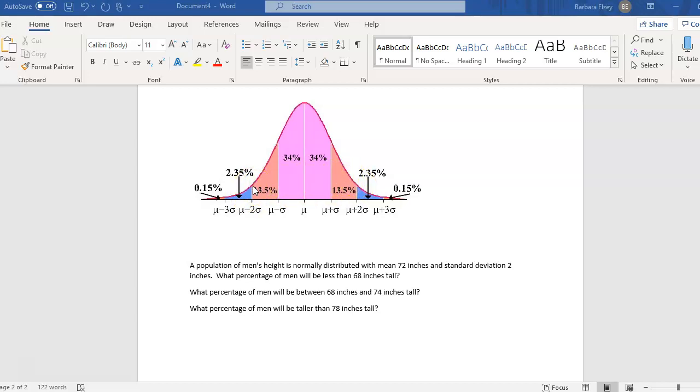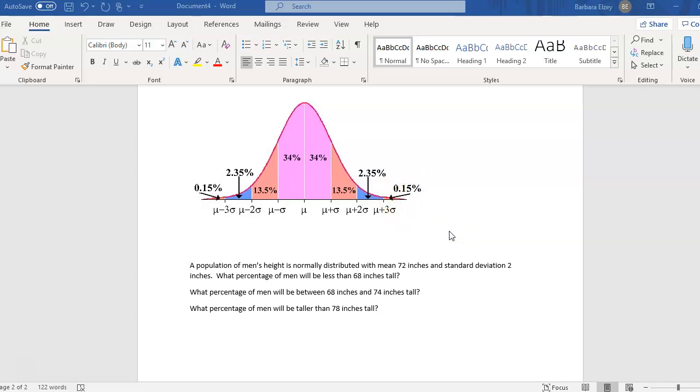falling within two standard deviations. And then finally, if we look at this 2.35% right here and the 2.35% right here and add it to all of this in here, we get 99.7% of data falling within three standard deviations. And then notice that the only thing that's left over is this small percentage to the left and this small percentage to the right, both of them at 0.15%.